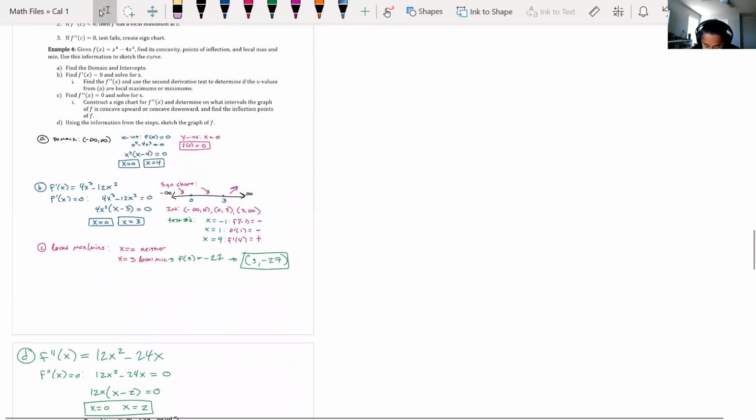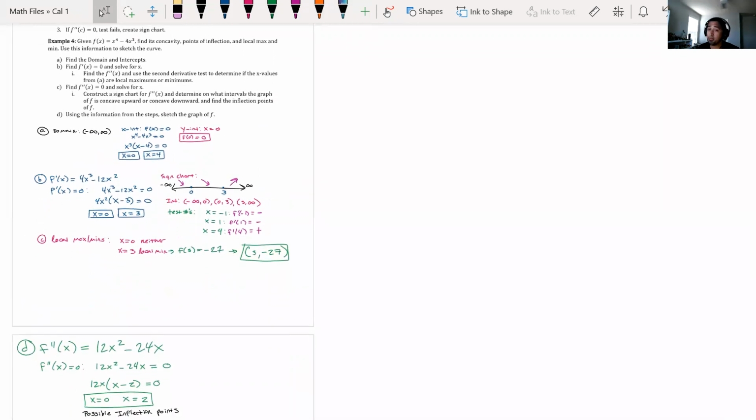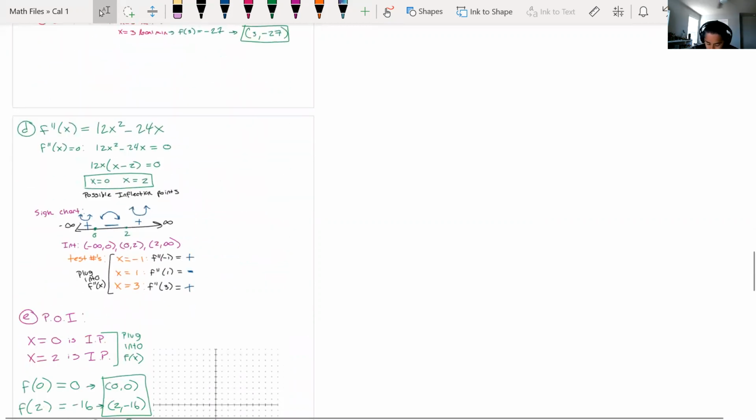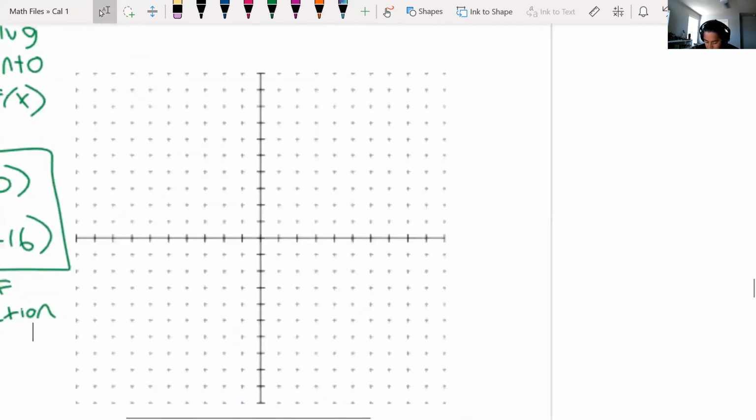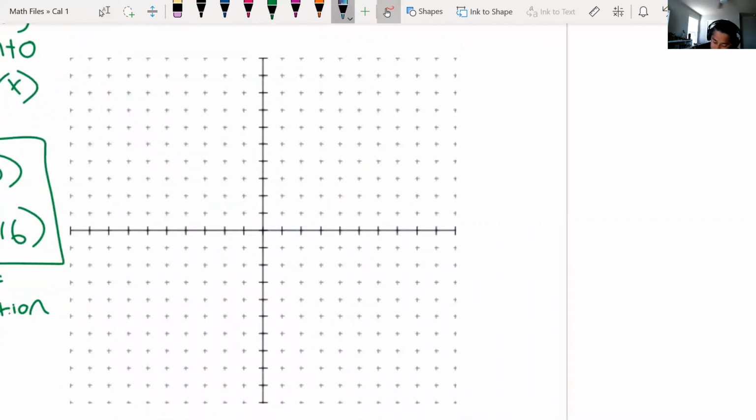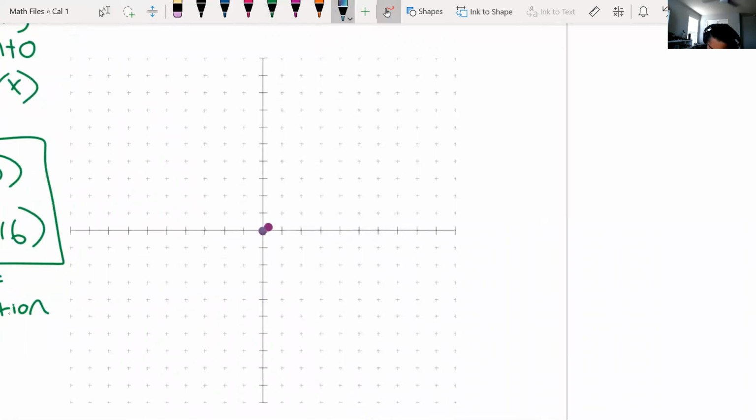Okay. So let's look at all the values we have, starting back at the first step. My x-intercepts are 0 and 4, and my y-intercept is 0. So let me go ahead and plot those, 0 and 4. There are my x-intercepts.